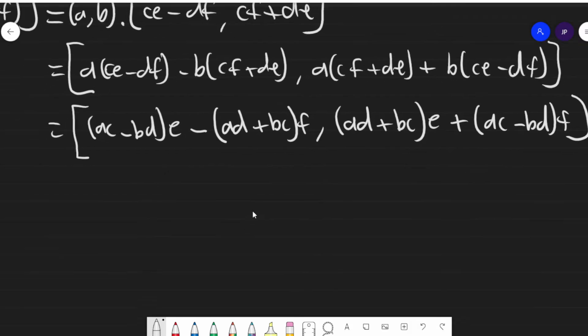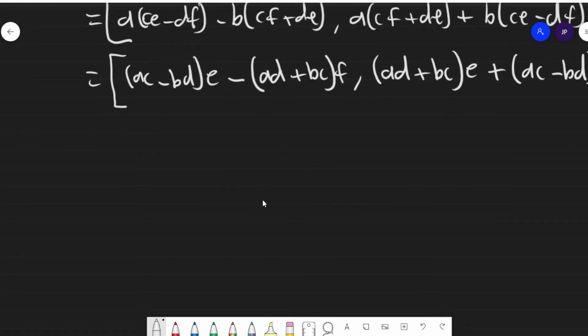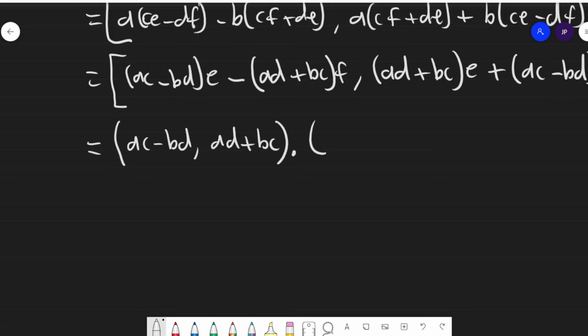Right, so now if I were to write this out quickly, you will see that what you see above is actually a product of the following. So let me write it out so that you can see what I mean. It's AC minus BD, and my second component will be AD plus BC, and then that's multiplied by EF.